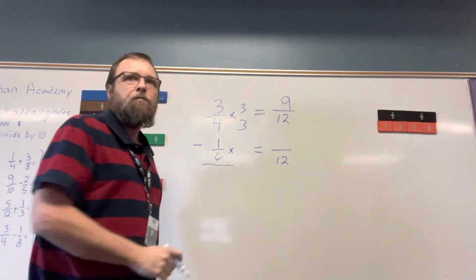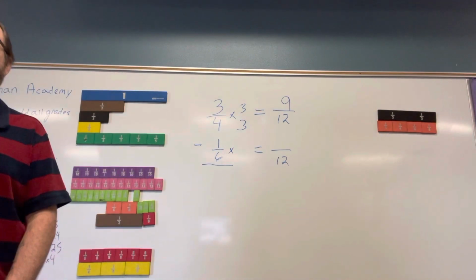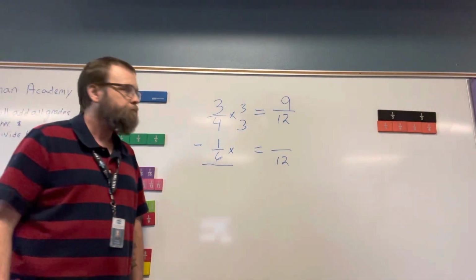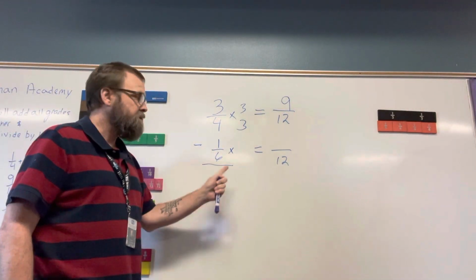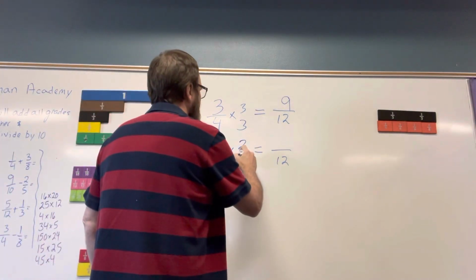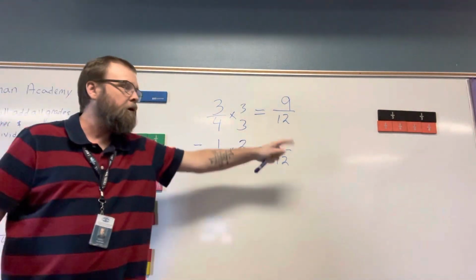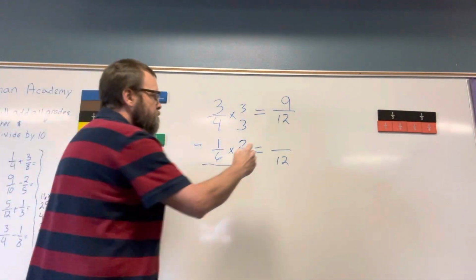Now, I've got to ask myself, Liam, even though that's not my name, what do I multiply by 6 to get 12? 6 times what equals 12? 2. So I need to multiply both my denominator and numerator by 2. So Liam, what's my new numerator here? 2.